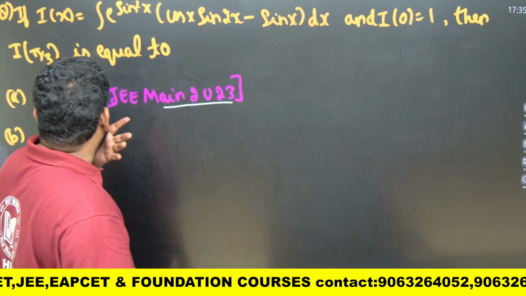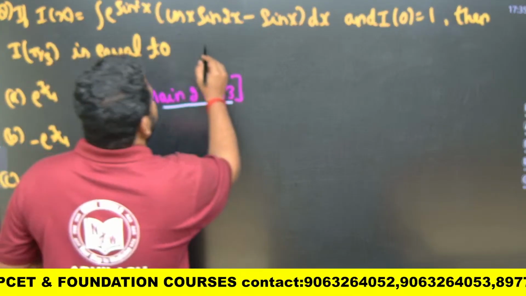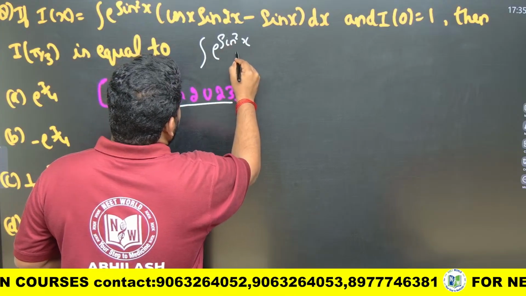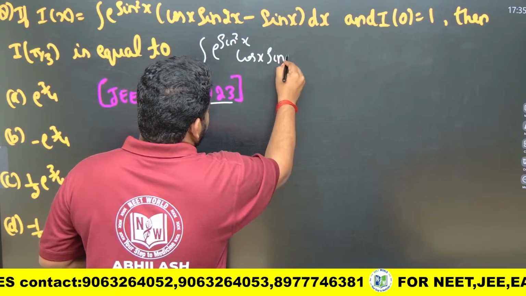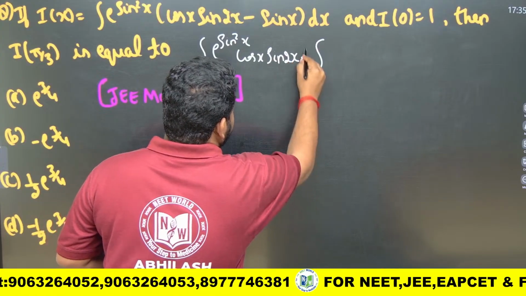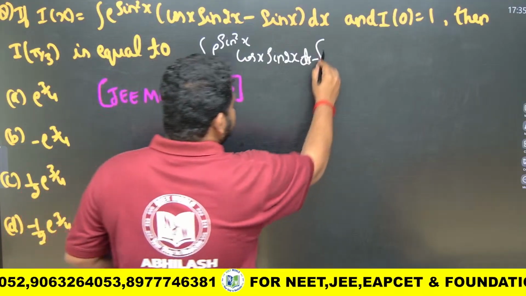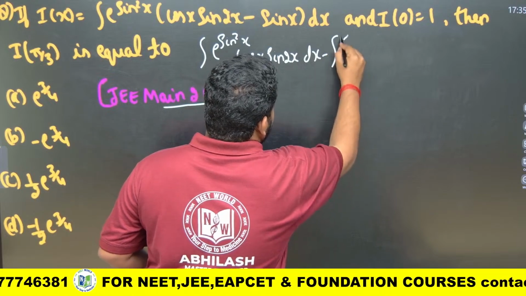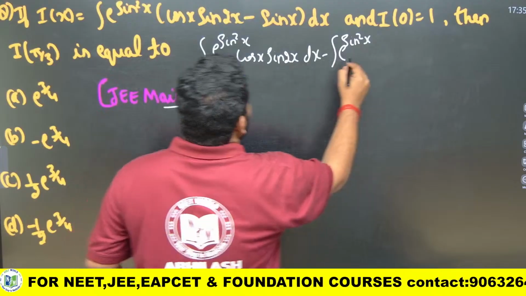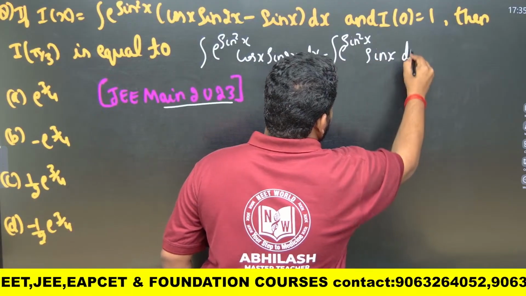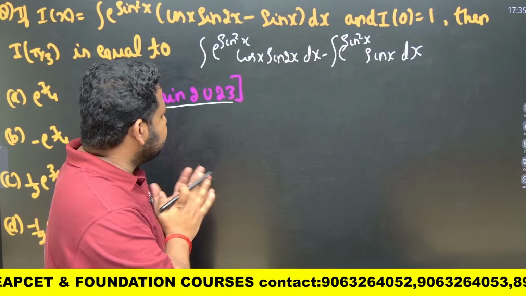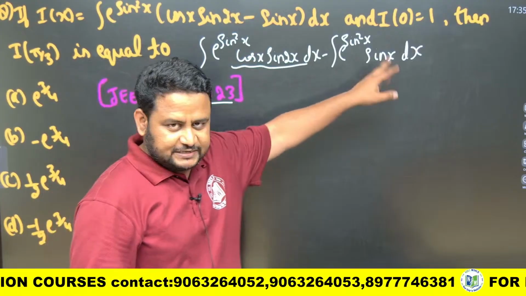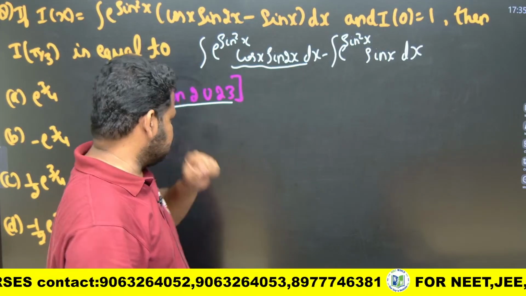So have a look at this. First of all, they have given I of x is equal to what? Let me multiply this and I can write it as the integral of e power sin square x into cos x sin 2x dx minus the integral of e power sin square x into sin x dx. This is the function that we have, friends. So looking at this, which is a complex function as per us, let us keep it as it is, let us see if it gets cancelled or not. So this is what is given.